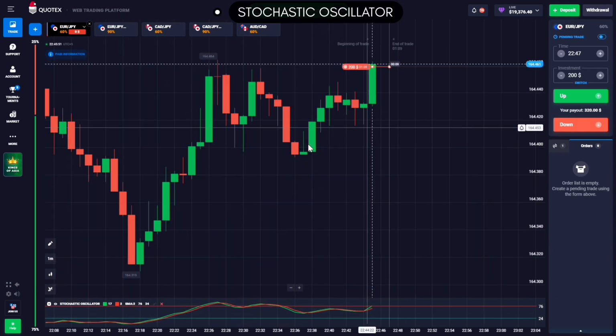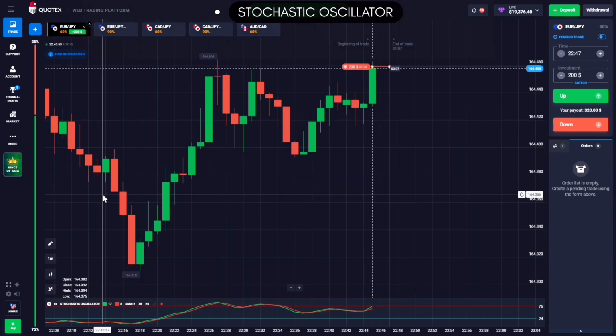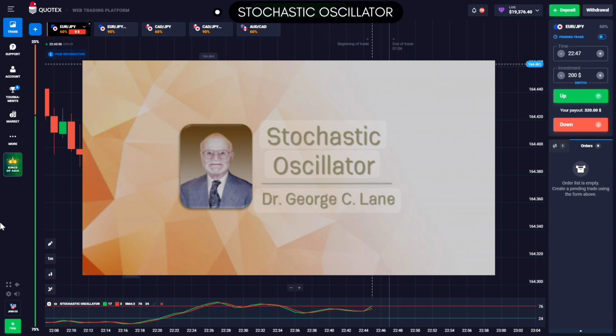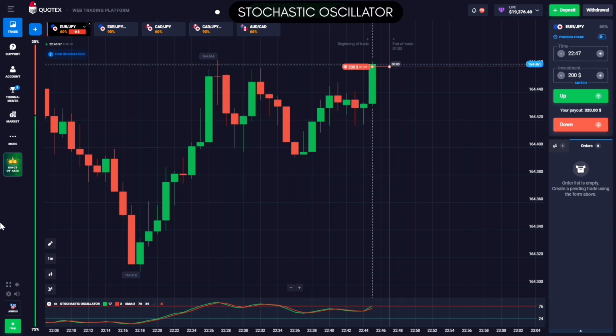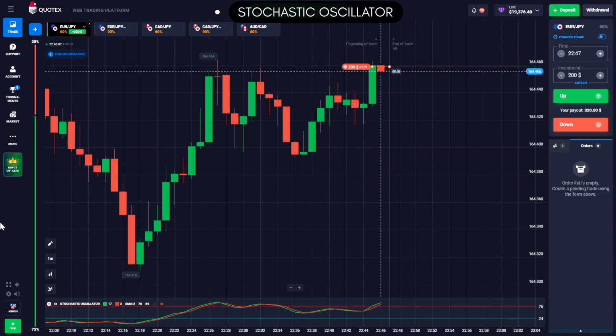What is the stochastic oscillator indicator? The stochastic indicator is a momentum oscillator developed by George Lane. It compares the closing price of a stock to its price range over a specific period, usually 14 periods.